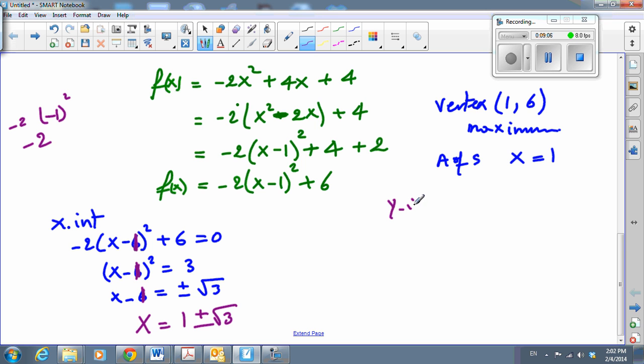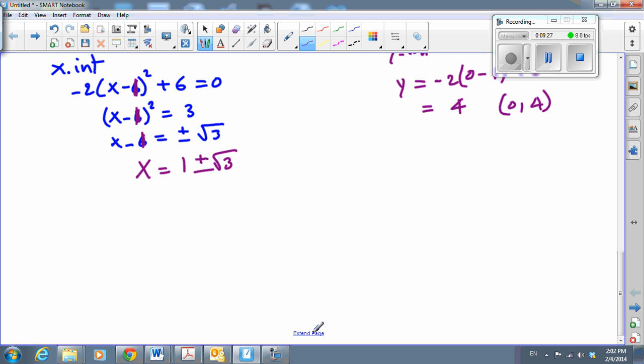Let's do the y-intercept now. For the y-intercept, I will say y is equal to negative 2 times, I'll plug in 0 for x, 0 minus 1 squared plus 6. So if I solve this one, this is 1. 1 squared is 1, times negative 2 is negative 2, plus 6, I get 4. So my y-intercept is at 0, 4.